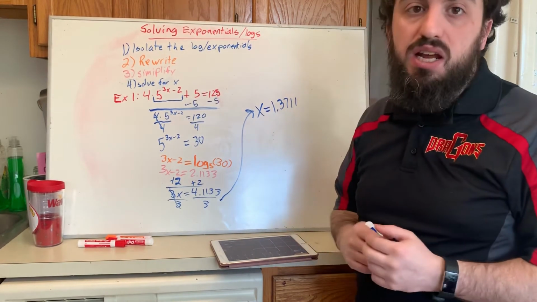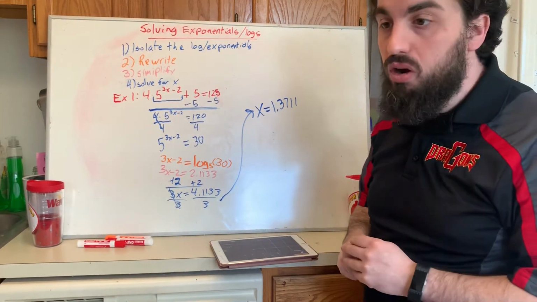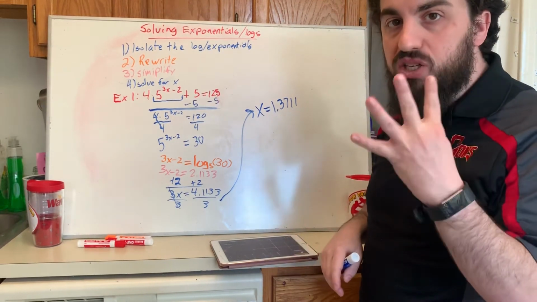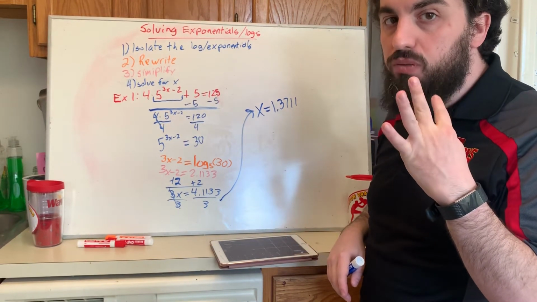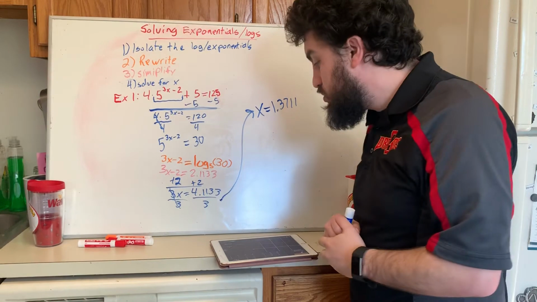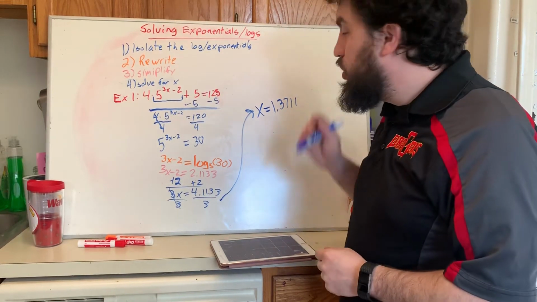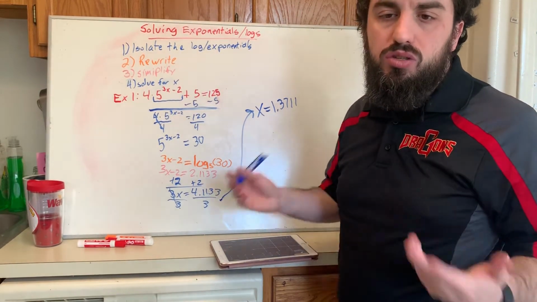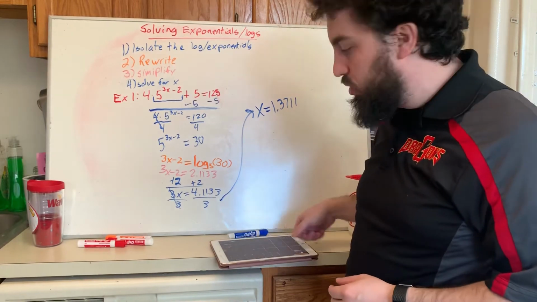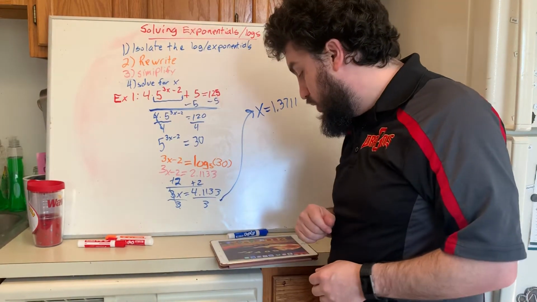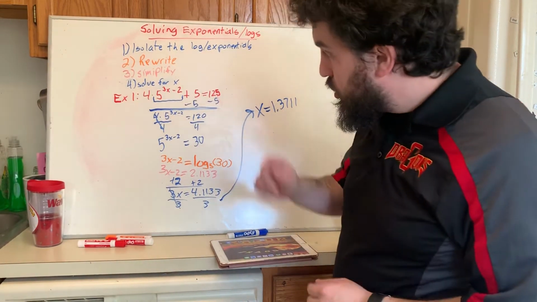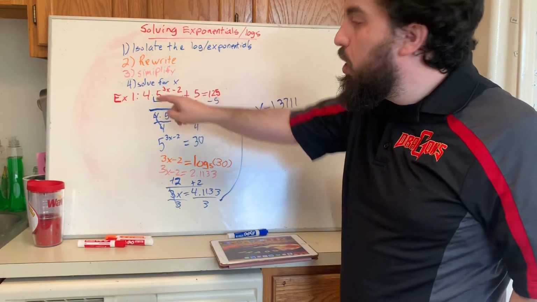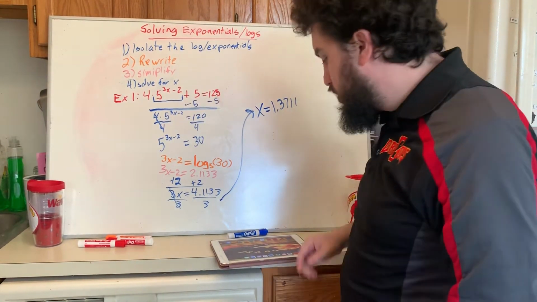This is a rounded answer, not an exact answer. But with going 4 decimal places, again, all answers should be 4 decimal places. That's what I'm asking of you guys. You will see that it does get a very close number to what it needs to be. So that's solving it when we have something with an exponent.